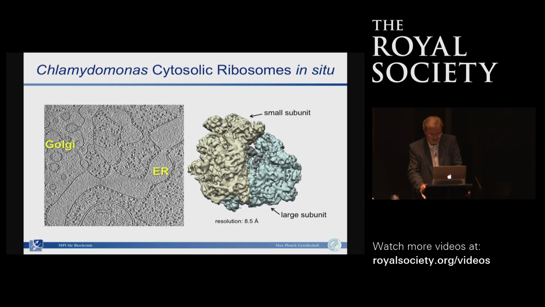So I have to show a ribosome. This is a ribosome extracted from the cytoplasm of Chlamydomonas, and this is the average.